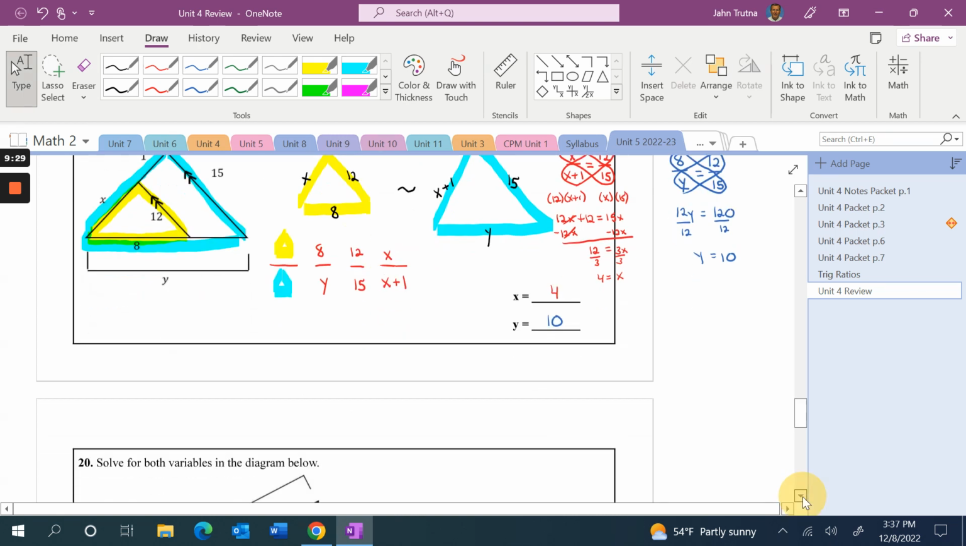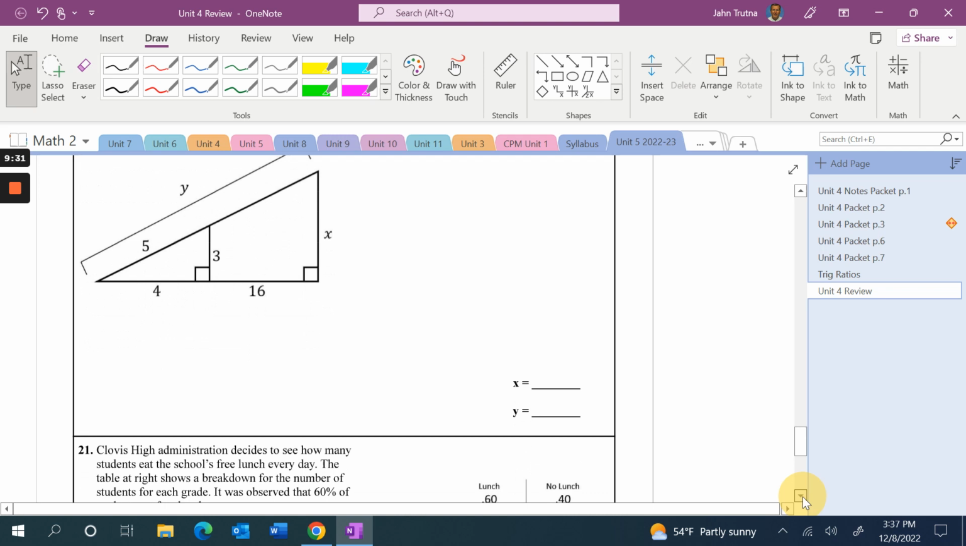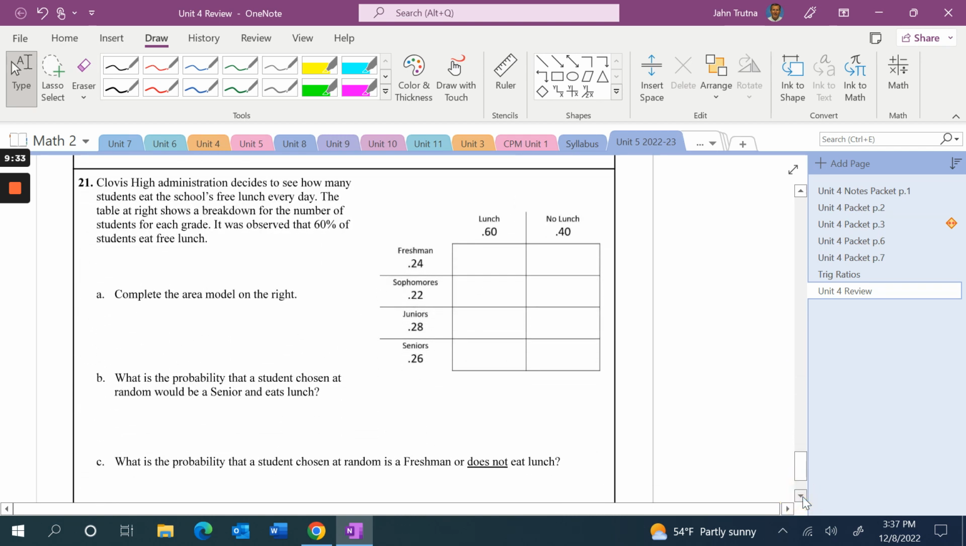Moving on to number 20, we're going to do 21. So the Clovis High's administration decides to see how many students eat the school's free lunch every day. The table at right shows a breakdown for the number of students for each grade. It was observed that 60% of the students eat free lunch. So part A, complete the area model.